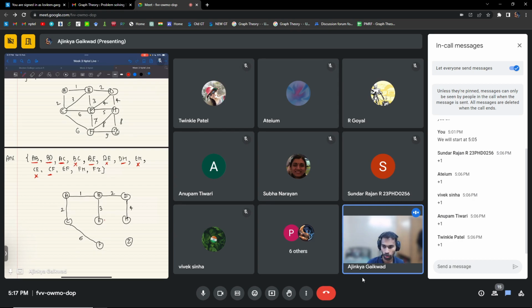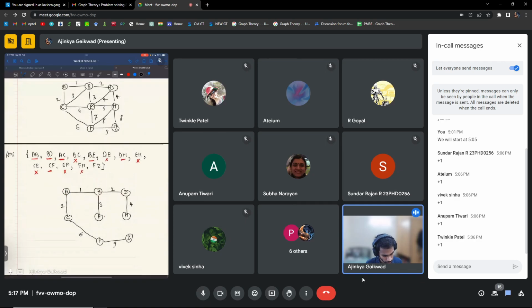Again there's a cycle of length 5, so I cannot add it, so I'll just put a cross sign here. Next is FH. FH also cannot be added because there's a cycle, so FH will also be removed. And finally FZ, right? So this is FZ. FZ can be added because it is not forming any cycle.